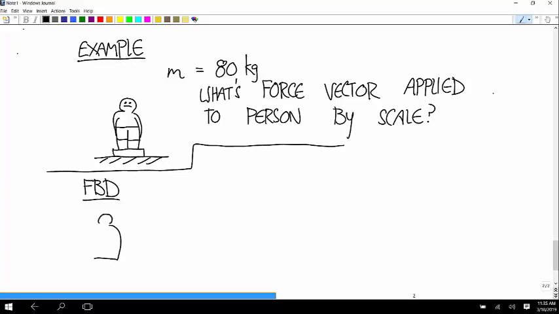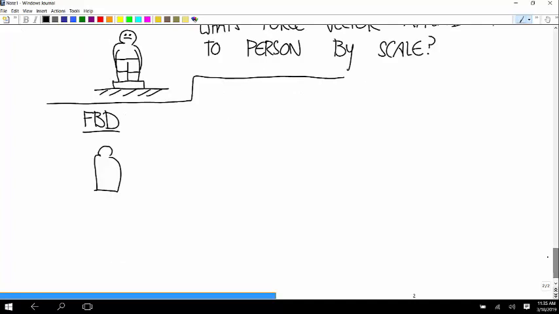So here's the person, a closed outline, and there's a weight force going down that's equal to 80 times 9.81. I think that's 78.48. And for now, we haven't talked about pushing forces yet. It's a pushing force that the scale would apply to the feet. So the most general we can be about it is to say that there's going to be a y component and an x component to this force.